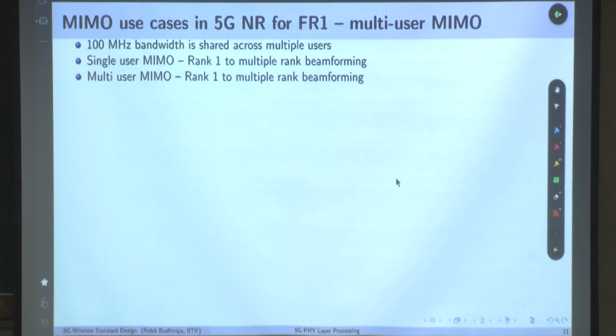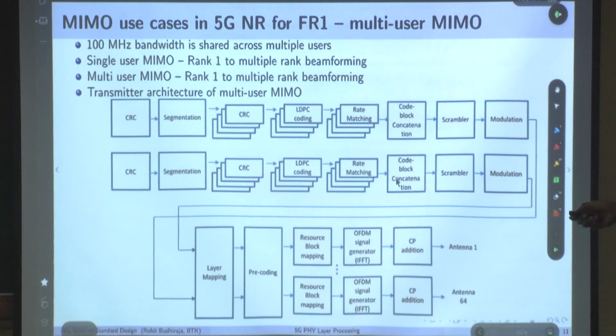So what happens? What is this transmitter architecture for multi-user MIMO, okay. Just to put everything together, if it is a multi-user MIMO, what will happen? You will get one transport block for one user, another transport block for another user, right. You can do that. It is a digital architecture, right. Do this processing for another user, do the layer mapping.